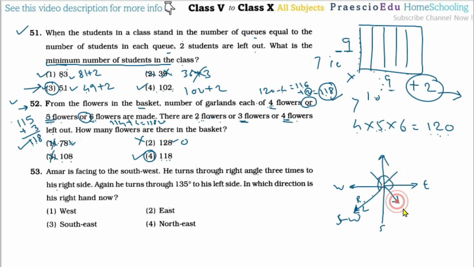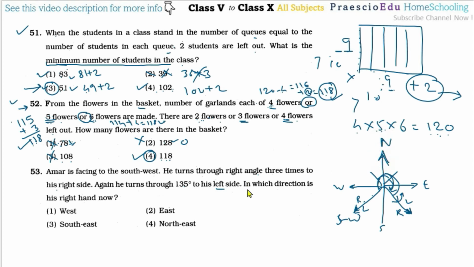Okay, now he is facing southeast after this turning. Then again he turns through 135 degrees to his left side. Now after this his right side will be here and the left side will be here, because he is facing in this direction. Now he is turning to the left side, in this direction, but with 135 degrees. Now this is 45 and then 90 degrees, which means now he is facing north.